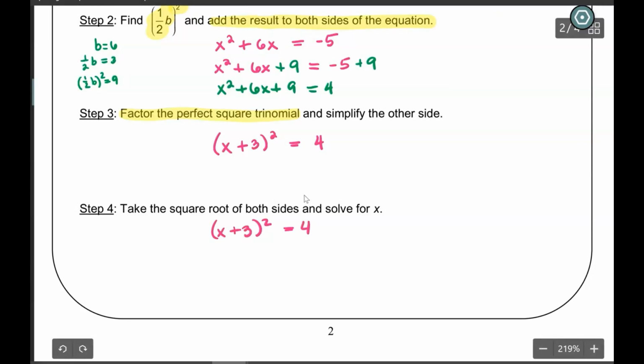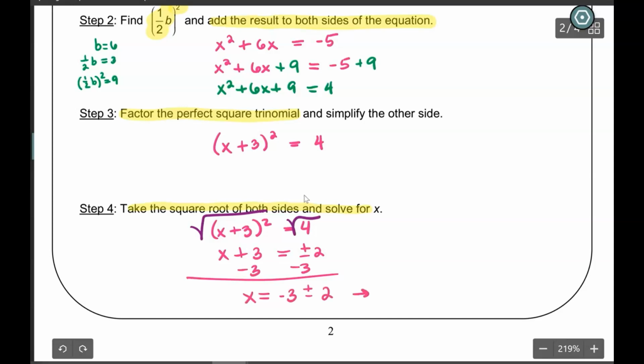Next step, we want to take the square root of both sides and solve. So we take the square root. Now recall, previously we had x plus 3 equals plus or minus 2. So we'll subtract 3 from both sides. I get negative 3 plus or minus 2. So that means I have two answers. Negative 3 plus 2 will be negative 1. Negative 3 minus 2 would be negative 5.